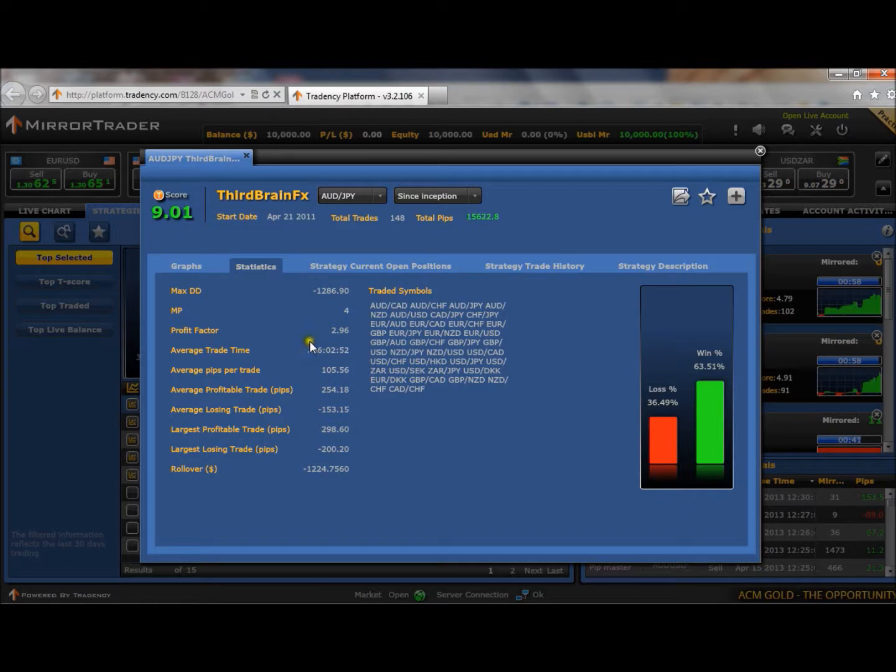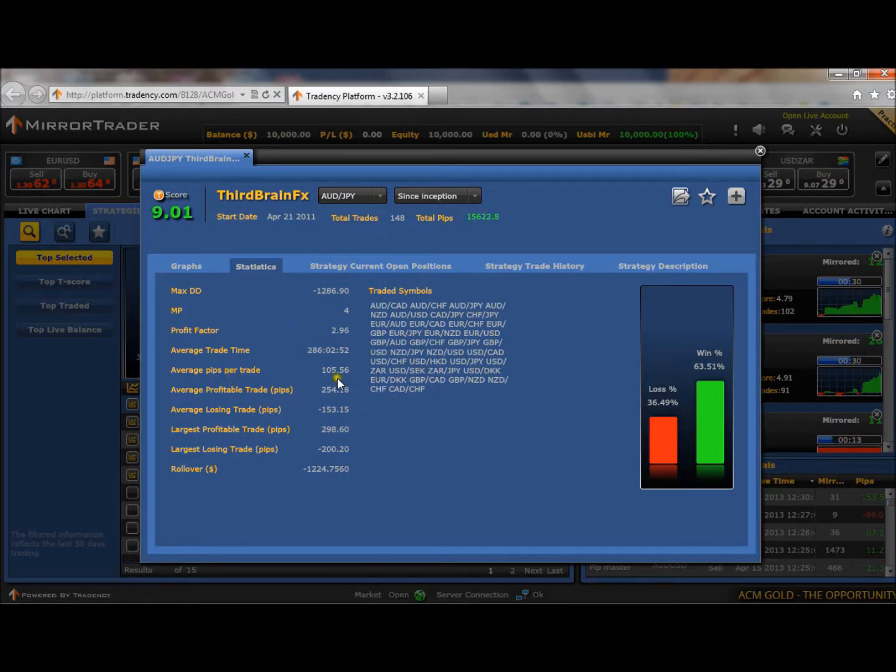Underneath that, you have your profit factor, which is your profit versus loss that you can see in your graph. Average trade time, this is quite important. The reason this is important is we want to have a balance between long-term and short-term traders. At the moment here we have 286 hours per trade. So this would qualify as a long-term trader. I would say anything above 100 hours would be a long-term trader.